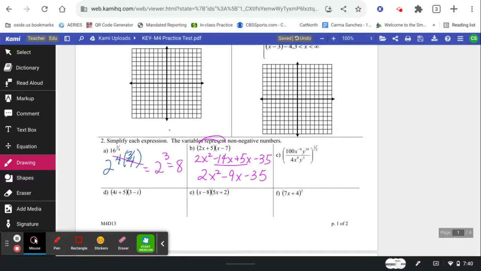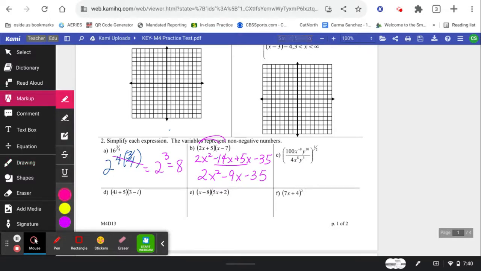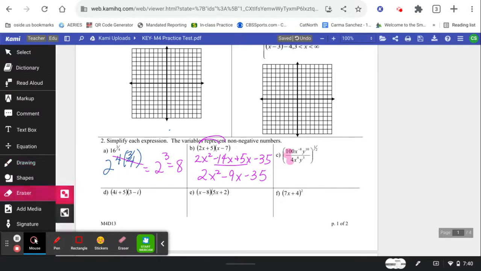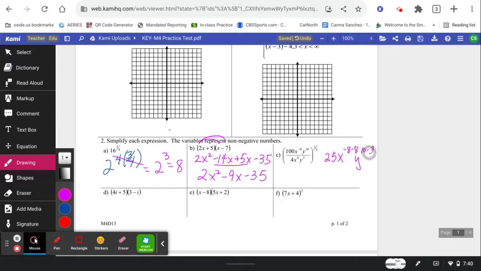The next one, part C, I really think you should simplify inside first. Like, see this 100 divided by 4? Well, 100 divided by 4 is just 25. And then see the x to the negative 8 and the x to the 8 on the bottom? Well, those want to go together. They don't want to be separated. These 8 on the bottom want to be subtracted from the top. It's actually going to become x to the negative 8 minus 8, that subtract rule. And then y to the 10 minus 3.